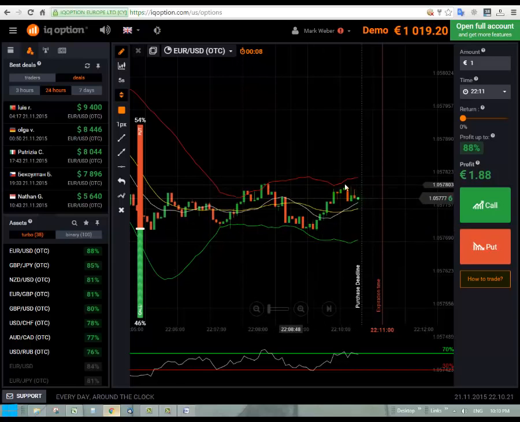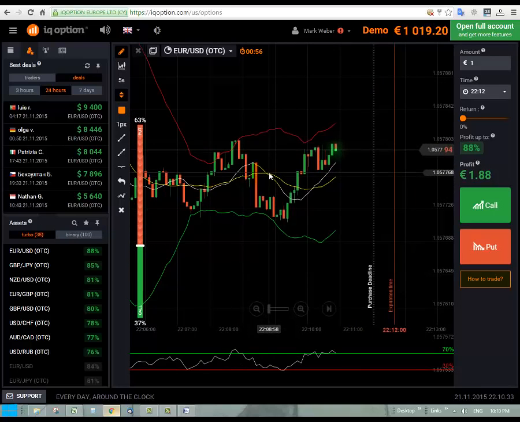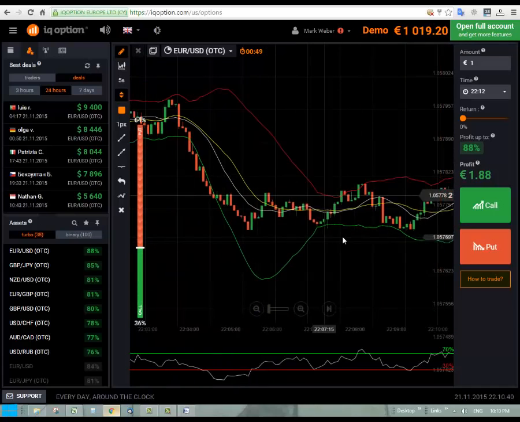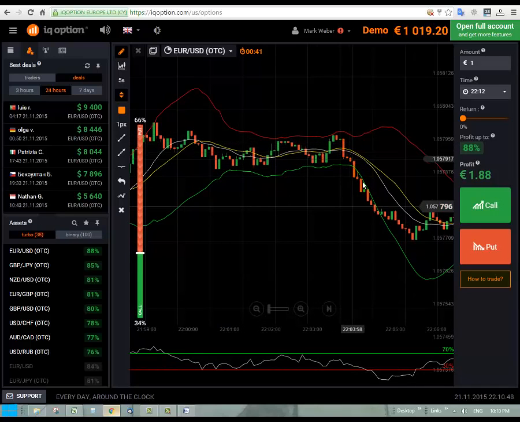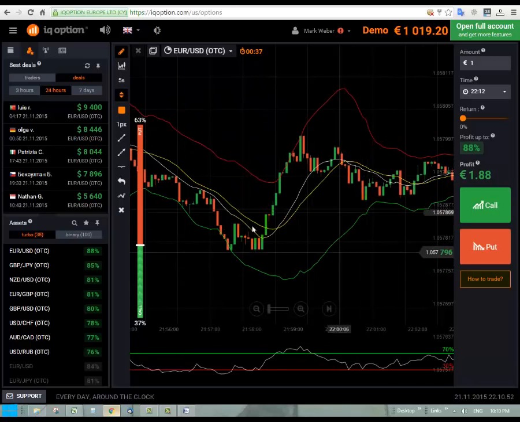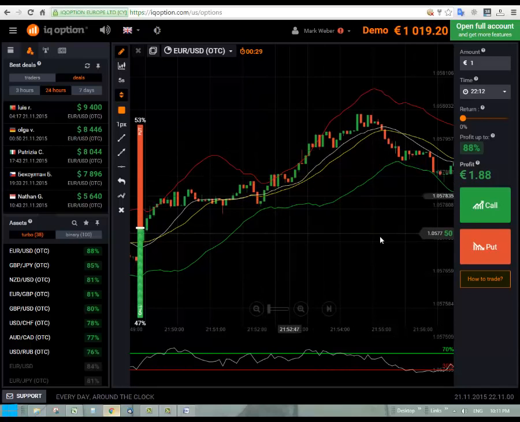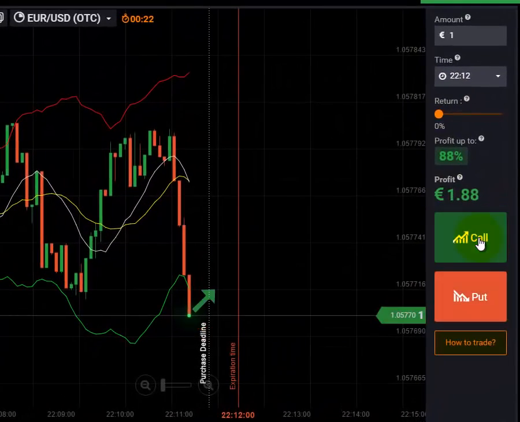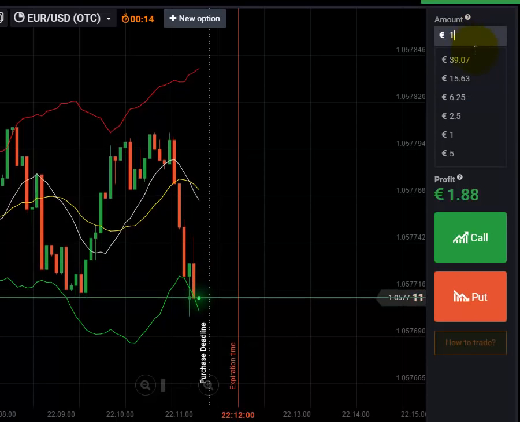You can see the channel is a little bit narrow now, which means that we will expect a movement, a big movement. Also, you can see it here. If the channel is narrow, then there will be a movement, a big movement. Also here it is a small change. Okay, now let us make the call, because that hit the bottom line.